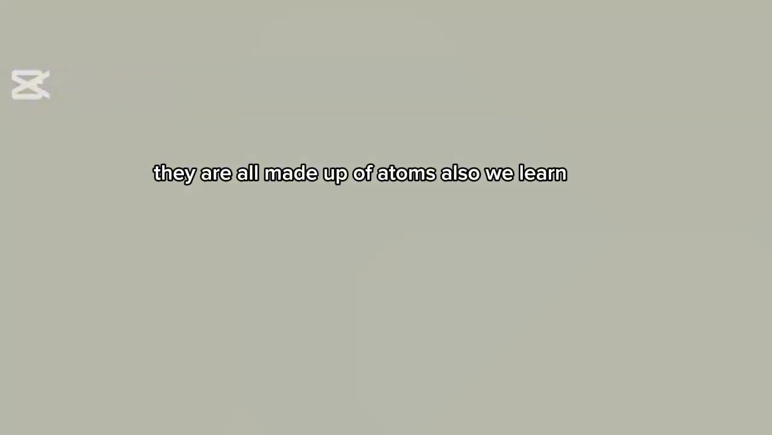Also, we learned that atoms contain protons, neutrons, and electrons. These protons, neutrons, and electrons, three types of particles, they are what we call subatomic particles. Every atom contains proton or protons, neutrons, and electrons.